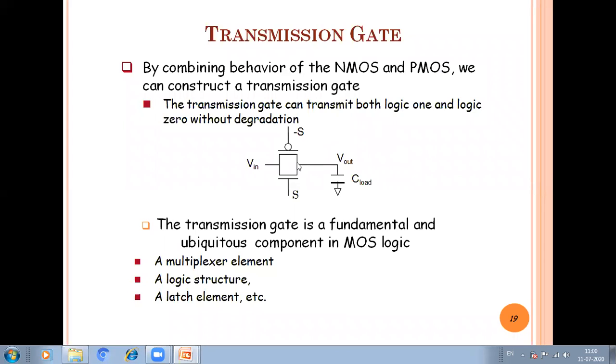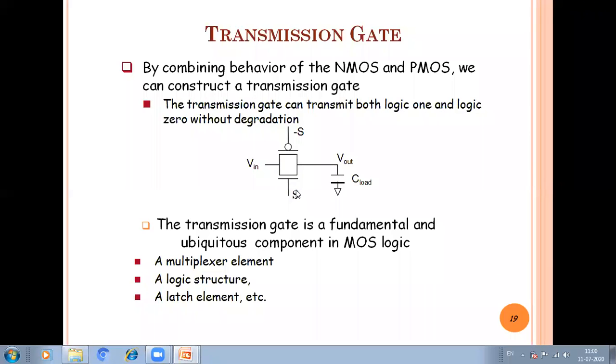Here you can see the symbol of the transmission gate. Suppose this is the NMOS type transistor, and this is the PMOS type transistor. We have combined them here. After combining these two transistors, we can construct a transmission gate, and this is the symbol for the transmission gate.